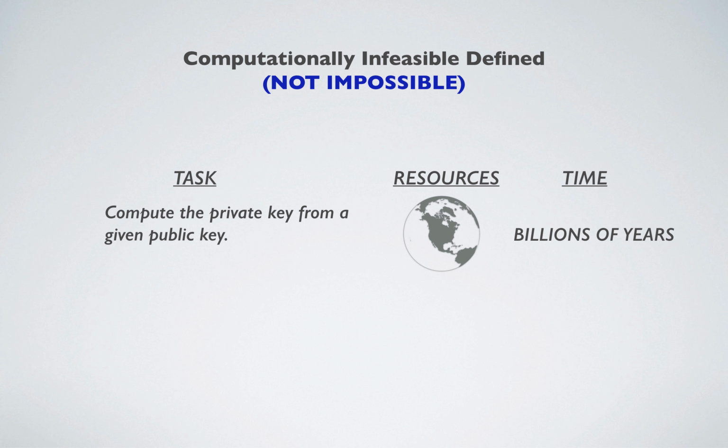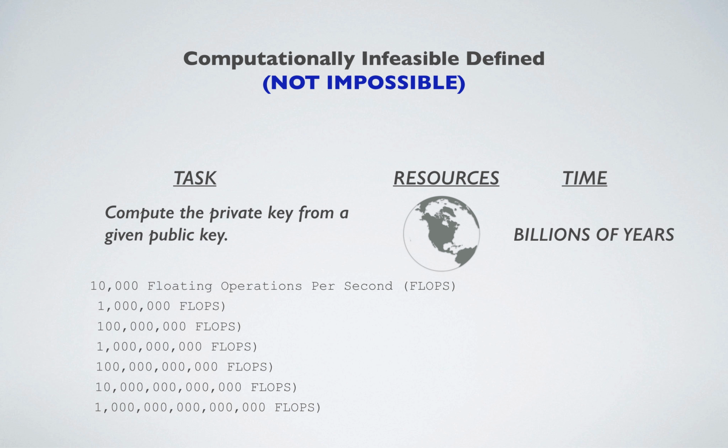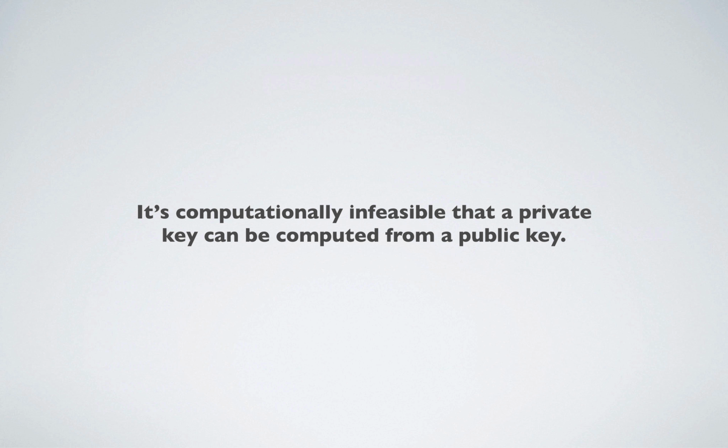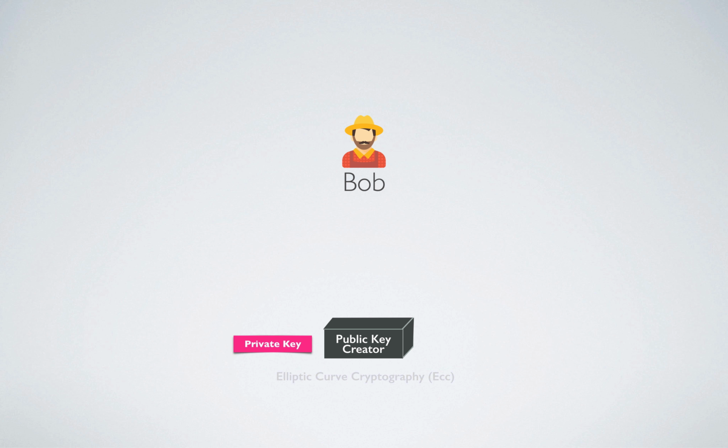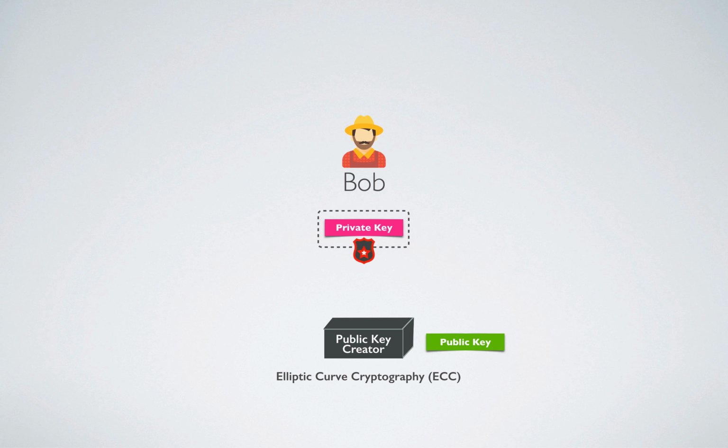However, computing power continues to increase, and therefore what seems impossible today may not be in the future. So while not technically impossible, today, using the parameters of the Bitcoin protocol, it's computationally infeasible that anyone can compute a private key from a public key. So Bob creates a secret private key and passes it to the public key creator, and through the use of elliptic curve cryptography, produces his public key. And anyone that has access to that private key can generate Bob's public key at will. Therefore, it's vital that Bob's private key be kept confidential and protected.